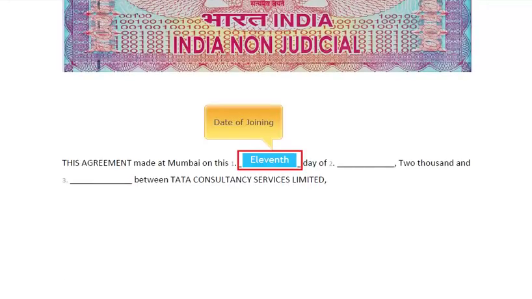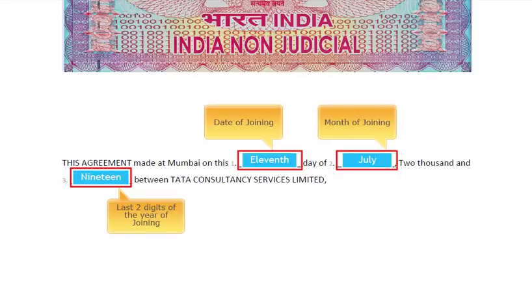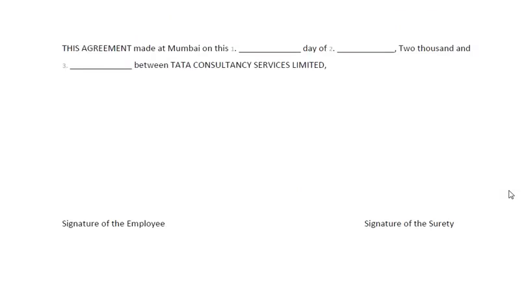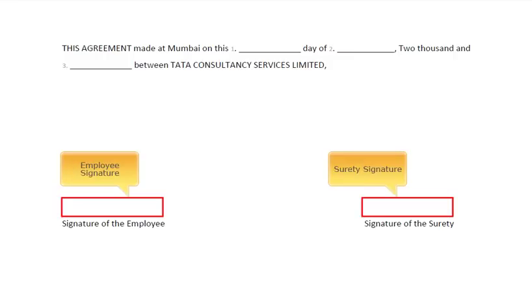On page 1, in blank 1, write your date of joining, and in blank 2, write the month name. Blank 3 will be the last 2 digits of the year, as in the given example. At the bottom of the page, both you and your surety will sign at appropriate places.